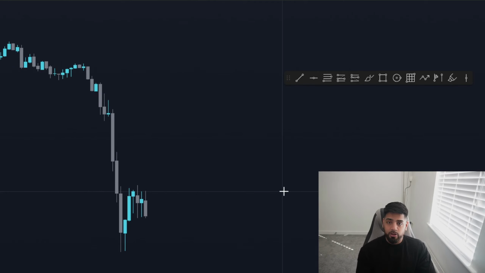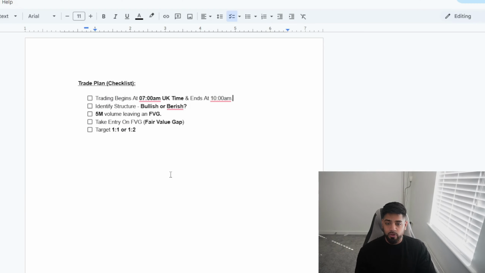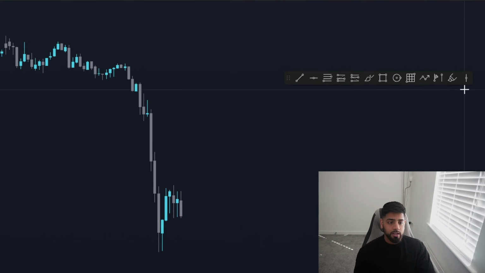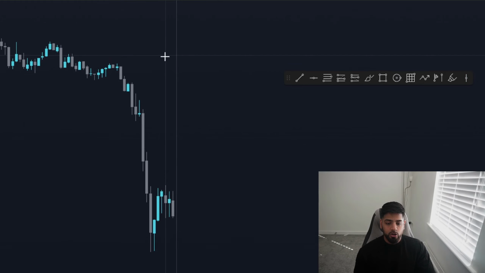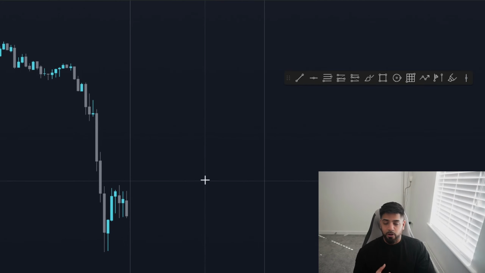We're only going to be looking for shorting positions. So once we identify that, we're going to come over to our checklist and we're going to tick off the first box, which is to understand that trading begins at 7 a.m. and ends at 10 a.m. And we've also identified structure to understand that we are bearish. So that's the first two ticked off. So what we're going to do is also draw a nice little vertical line on the chart to show that this is 7 right here and this is 10 right here. So within this 3-hour window is where we're going to be looking for our trade setups.